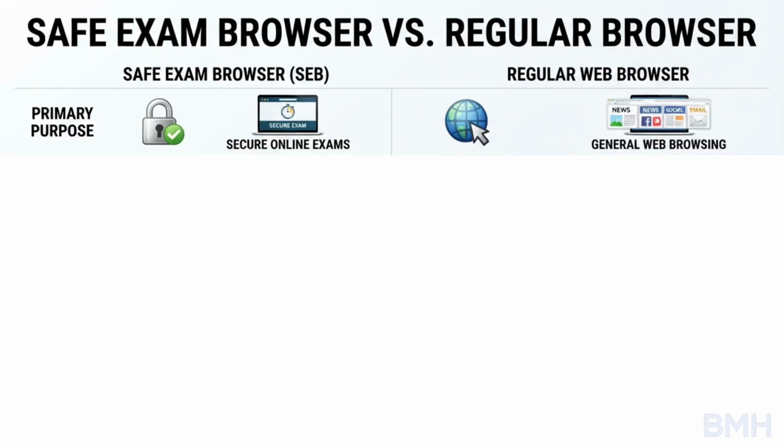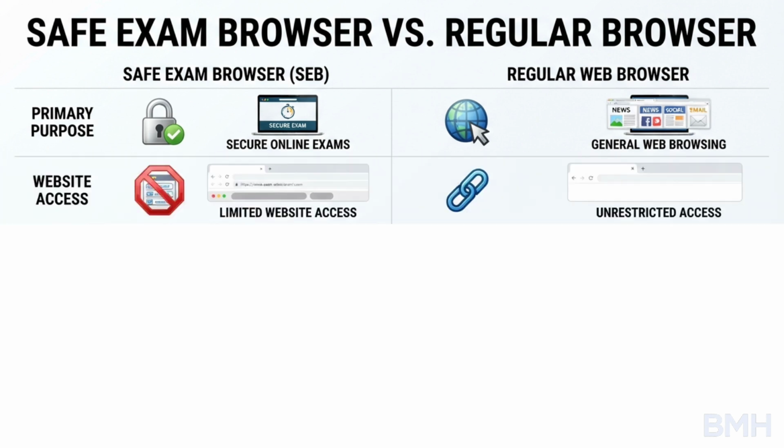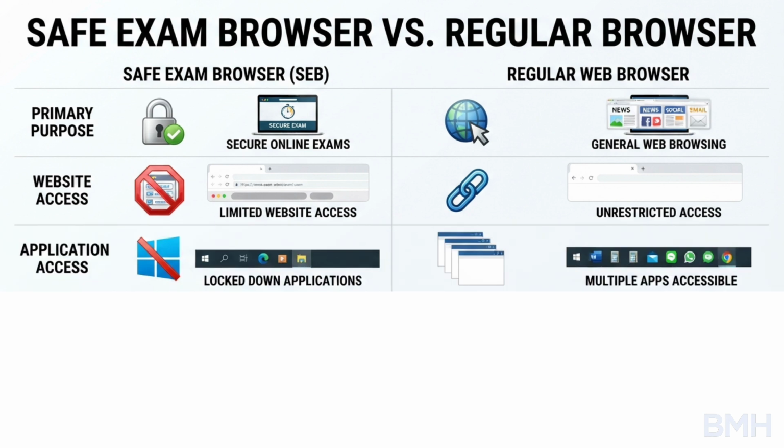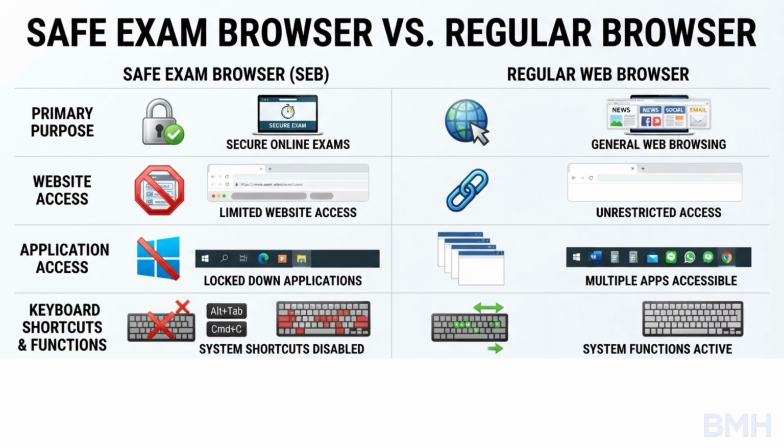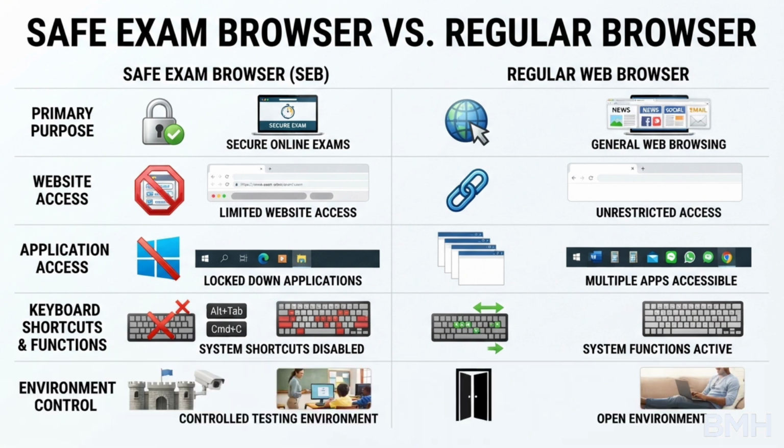First, let's know what is Safe Exam Browser. SEB is a specialized web browser designed for secure online exams, and unlike a regular browser, it limits access to other websites, applications, keyboard shortcuts, and system functions during the exam. And this helps institutions create a controlled testing environment and reduce opportunities for unauthorized assistance.